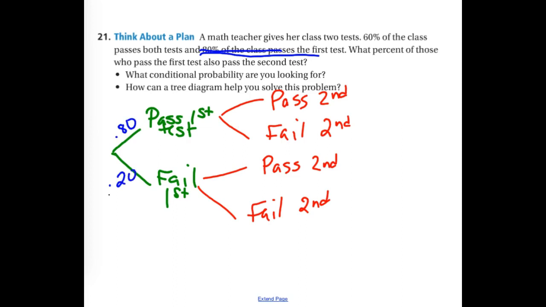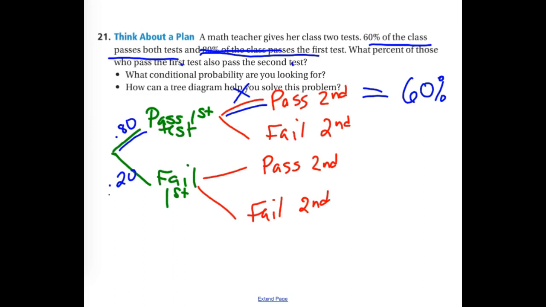Okay. Now, the other piece they told us is that 60% of the class passed both. That means we have already gone through passing the first, passing the second, and we've gotten out to here. Does that make sense? So they're giving me that final answer, and they're asking me what percent of those who passed the first test also passed the second. So given that we've passed the first, what's the probability I pass the second? That's this number here. Okay? But they haven't given that to me.